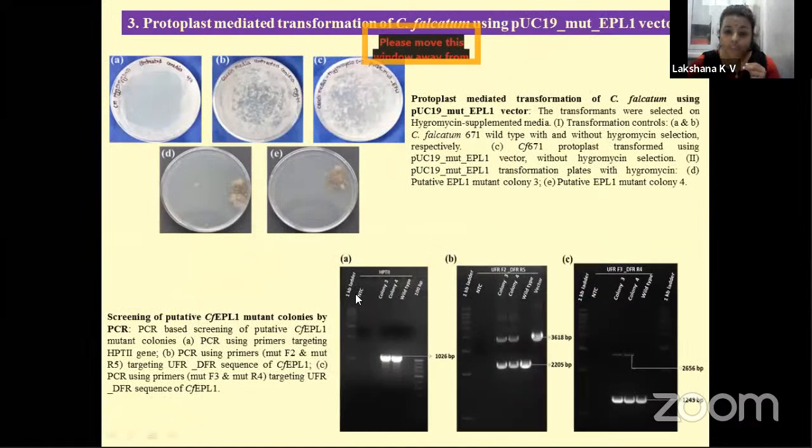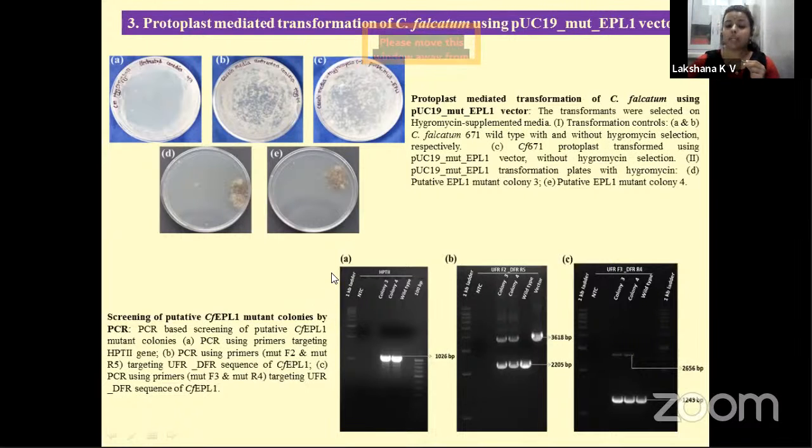Further, to generate EPL1 mutants, the vector pUC-mut-EPL1 was transformed into C. falcatum protoplasts. A, B and C are the transformation controls, whereas D and E are the two putative gene mutants. The genomic integration of the transgene was confirmed by PCR for hygromycin.